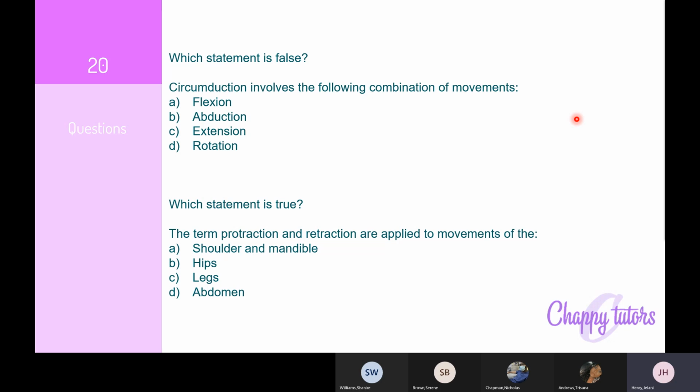You could actually move that bone forward, like push it forward, which is protraction of the mandible, and then you could bring it back to normal position, which is retraction. But your hips, legs, or abdomen, you can't do any of that, right? You can't protract your hip or retract your hip, etc. Right? So A is correct.